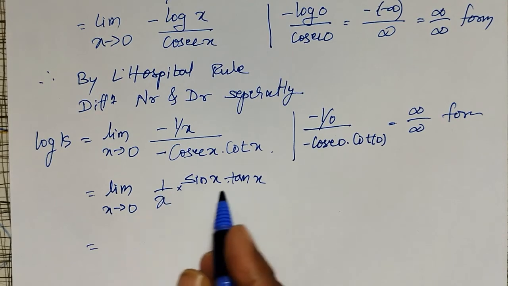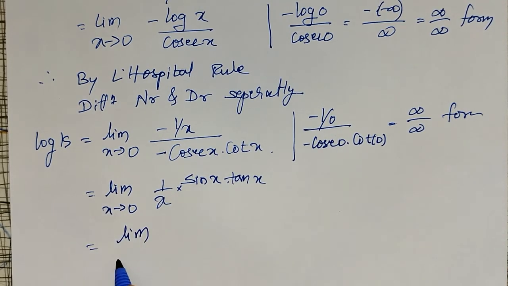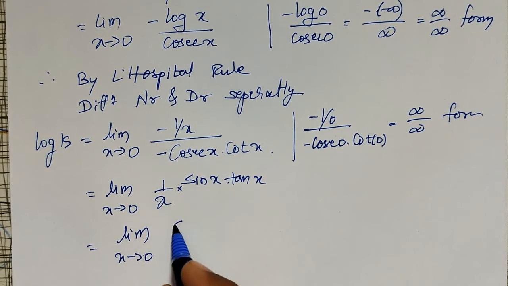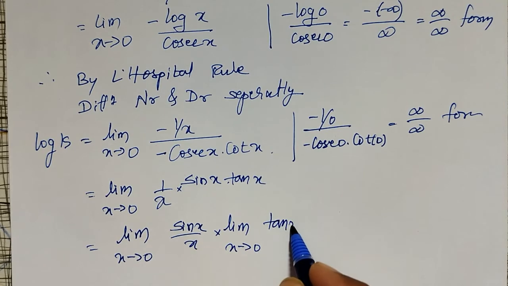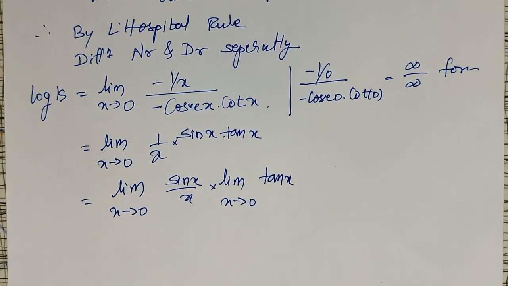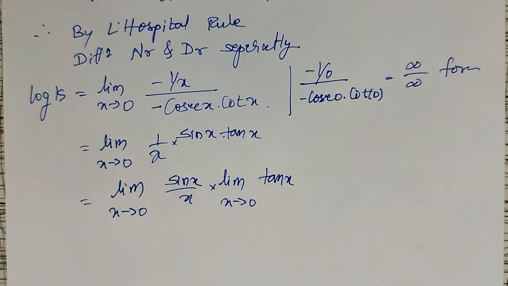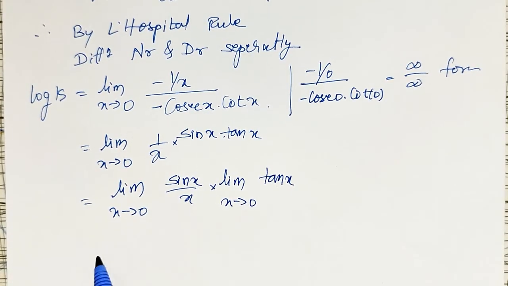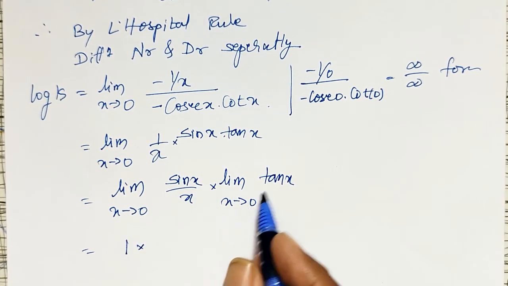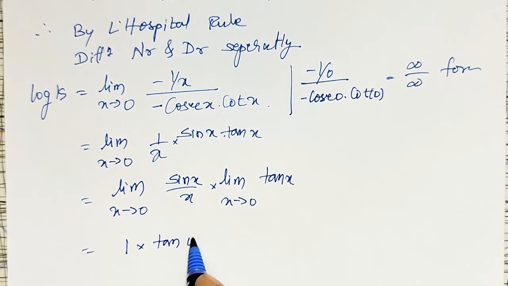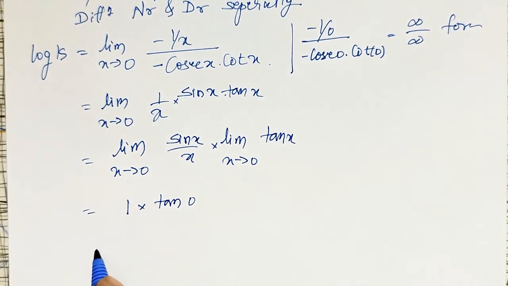Now I can split it into two terms: limit as x tends to 0, sin x divided by x, into limit as x tends to 0, tan x. As a product is there, only then can I write like this. We know as x tends to 0, sin x by x is 1, and tan 0 is 0. 1 into 0 is always 0.